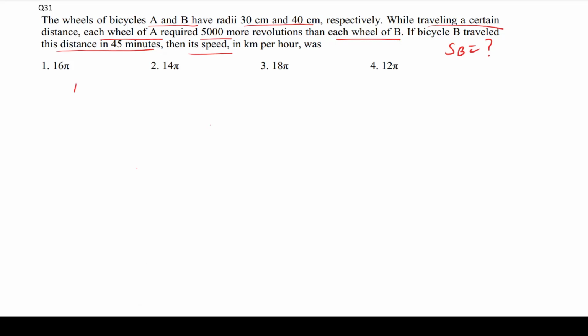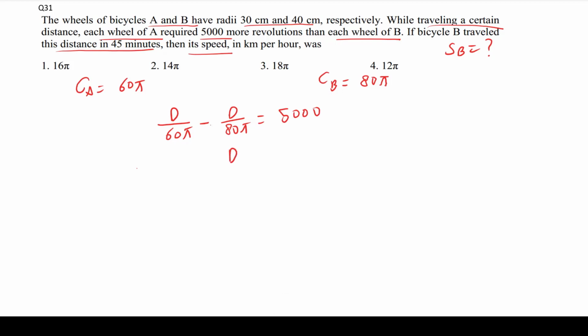The circumference of the wheel of bicycle A will be 2 pi r, that is 60 pi, and the circumference of bicycle B will be 80 pi. Now from the second statement, while traveling a certain distance, let the distance be d. Then (d upon 60 pi) minus (d upon 80 pi) equals 5000.